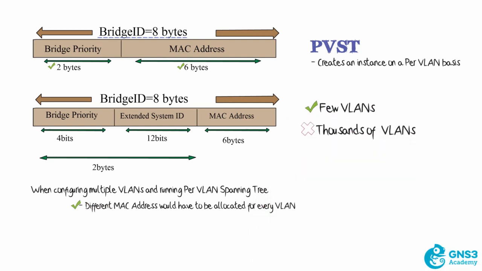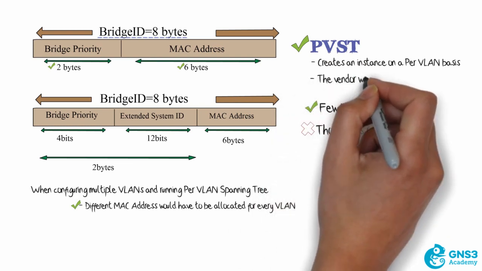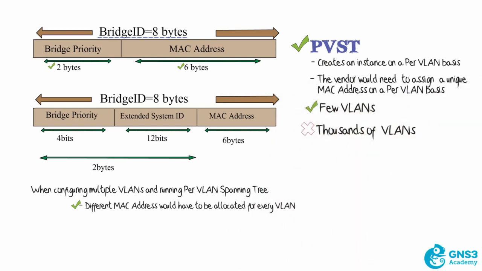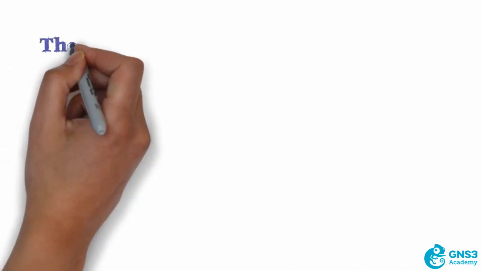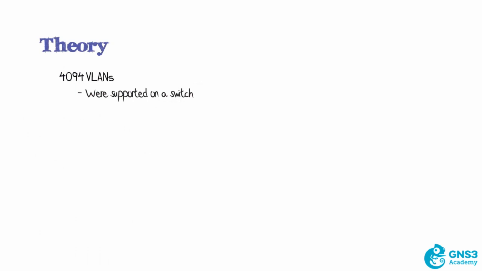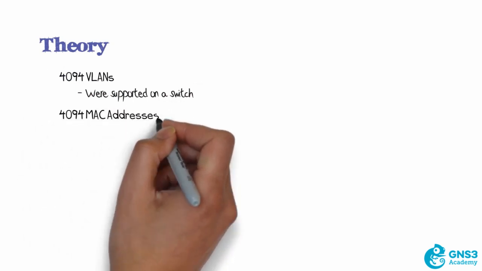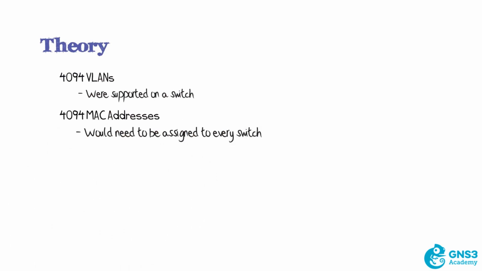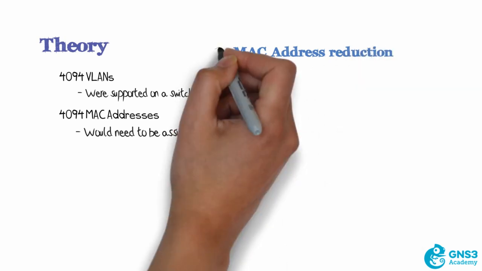If a vendor was supporting PVST, the vendor would need to assign a unique MAC address on a per VLAN basis. So in theory, if 4094 VLANs were supported on a switch, 4094 unique MAC addresses would need to be assigned to every switch. That's simply not scalable. So to conserve MAC addresses, this system was changed, and an extended system ID, also known as MAC address reduction, was introduced.